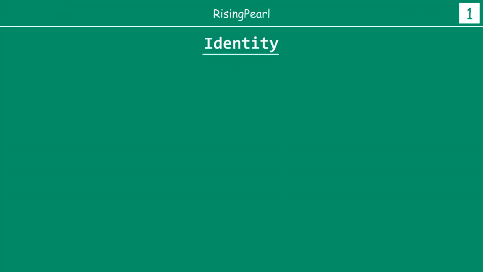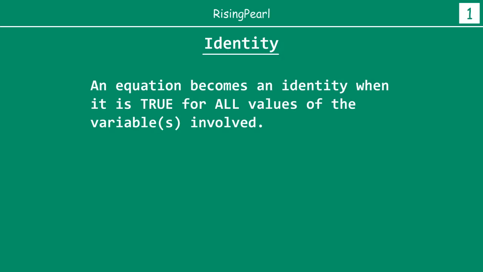Now as we discussed in the last video, which was our webisode number 19, by identity we mean any equation that is always true for all values of the variable, then that equation becomes an identity.